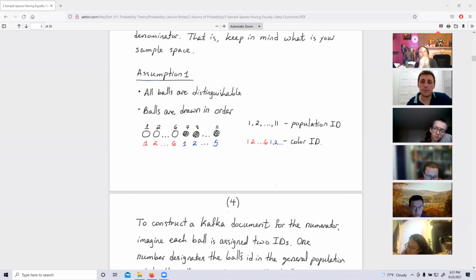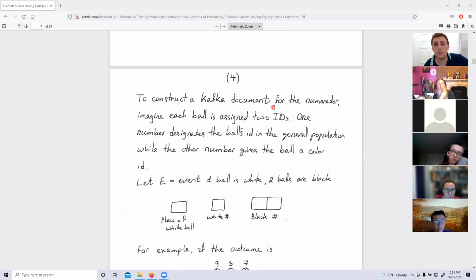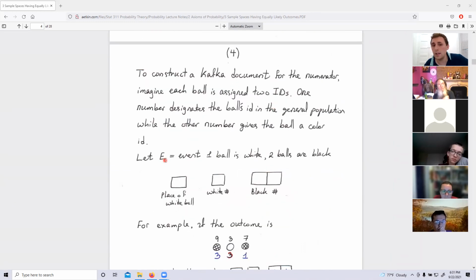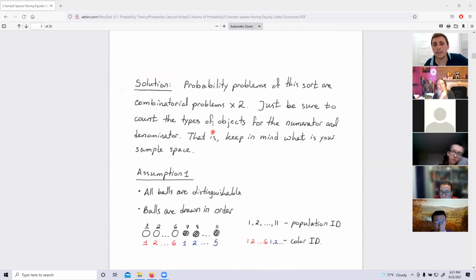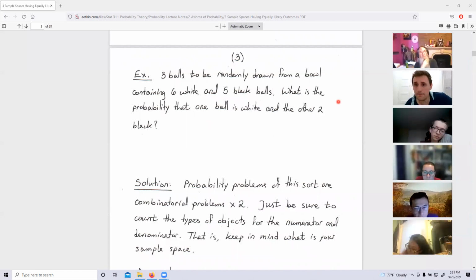I explain why I do that, because I use Kafka protocols here, and here is the protocol for the numerator for E. How do I count E? In E, success means that what? That I sampled 2 black balls and 1 white ball. Do you agree? That's success here.